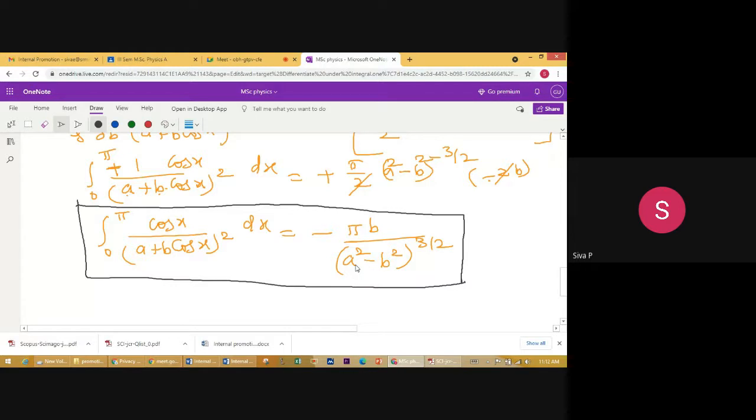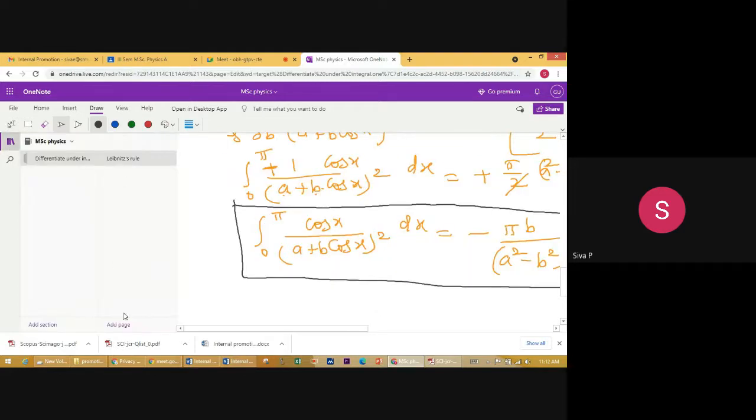That is the first problem with constant limits. Okay? Constant limits. Now we will discuss the problem with the variable limit.